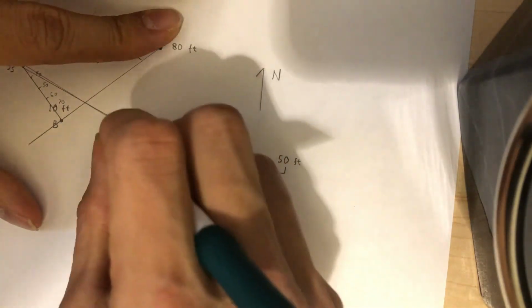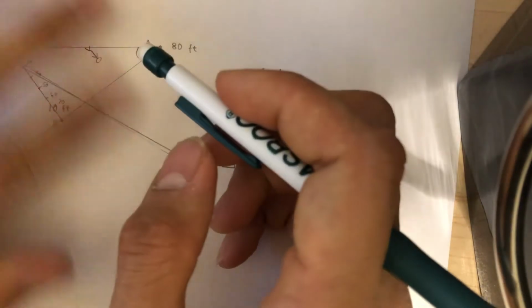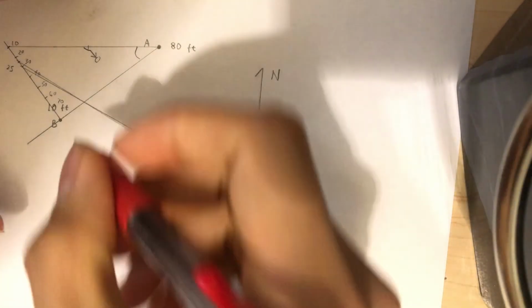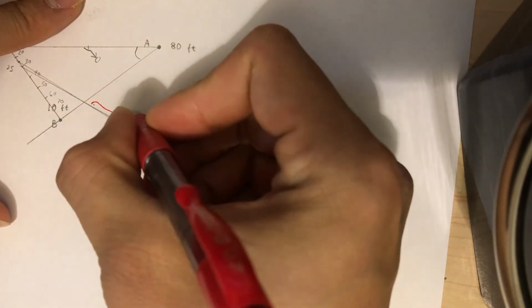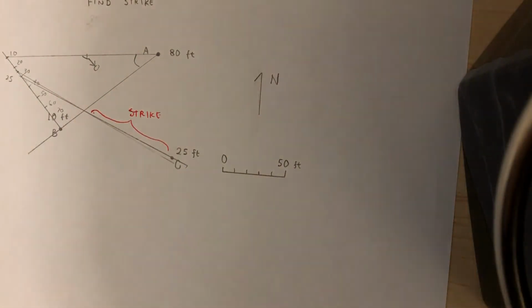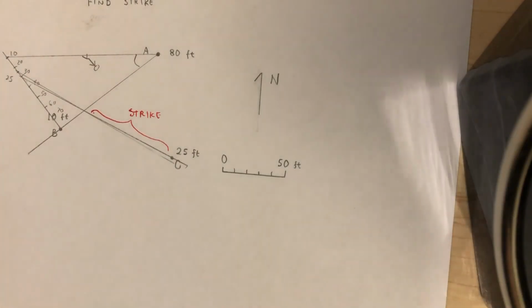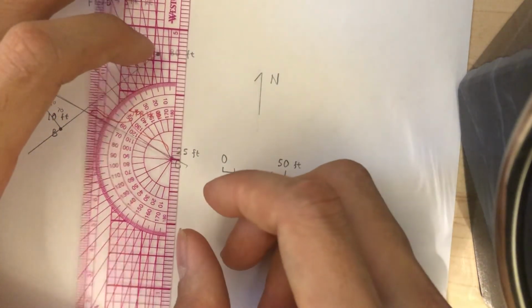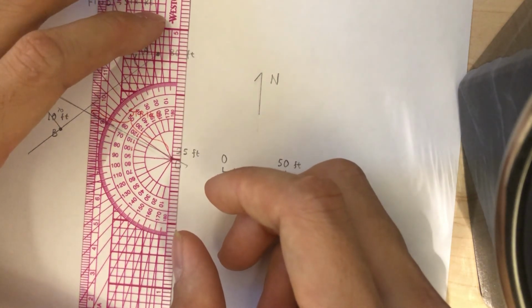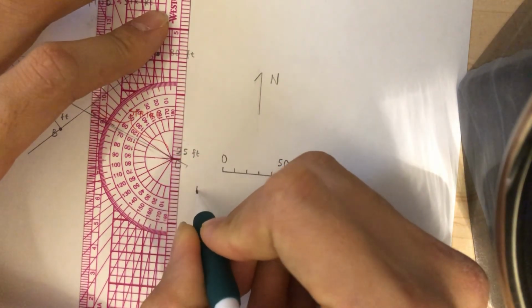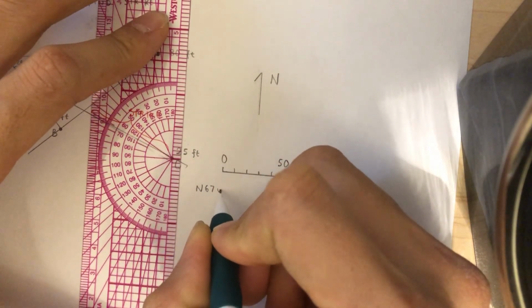Alright. This line that I've just created, I'll mark it in red. This here is your strike line. Sweet. You found your strike. And now what you can do, grab your protractor and measure it. This would give you, if you're using a quadrant, using point C as the midpoint, a strike of north 67 west.